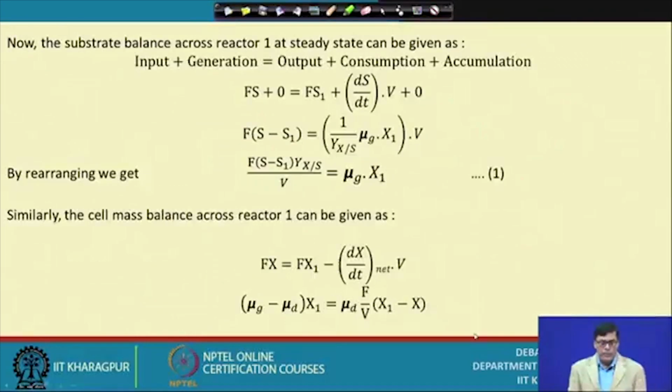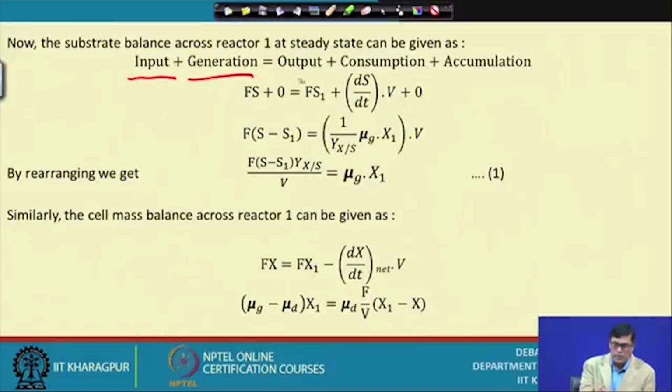Now, when we do the substrate balance in the first reactor, we can write the substrate balance as: rate of input of the substrate, rate of generation of substrate, output, consumption and accumulation.